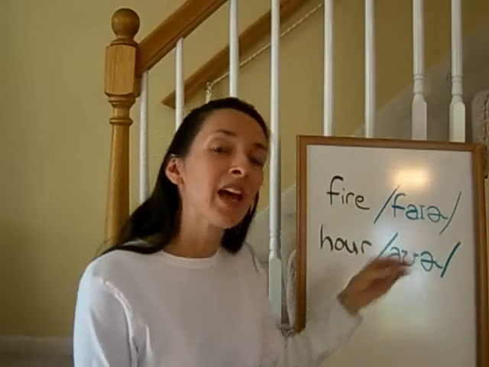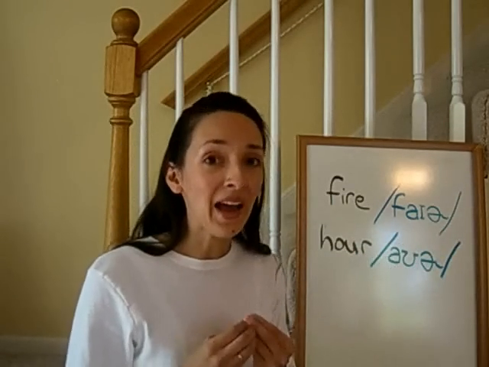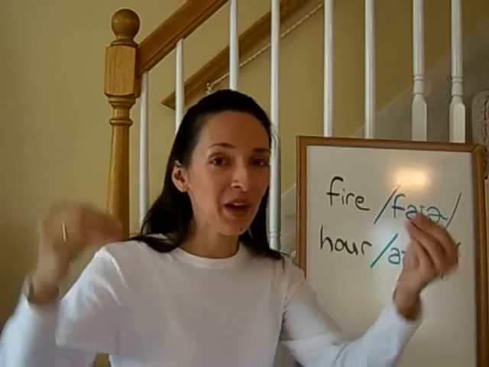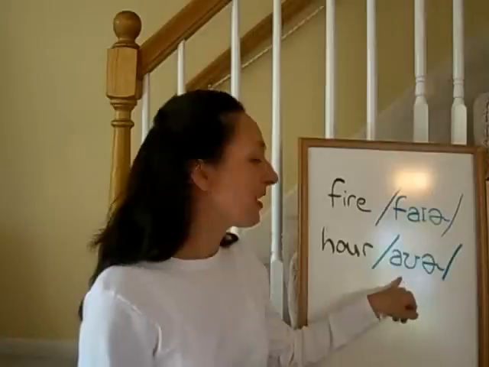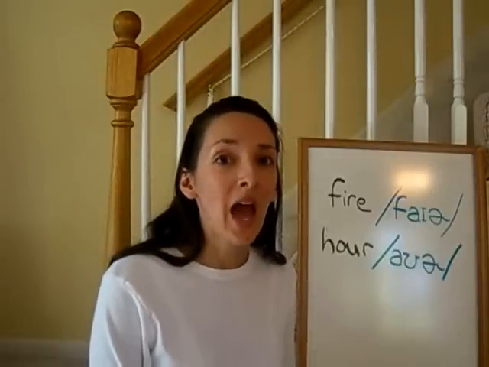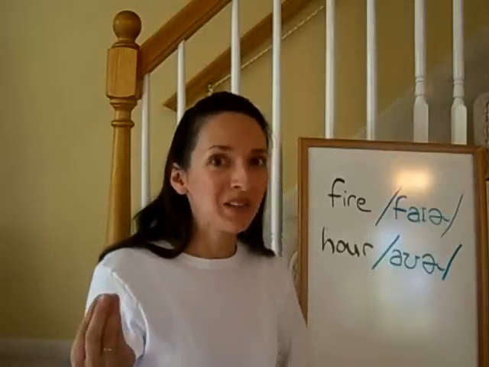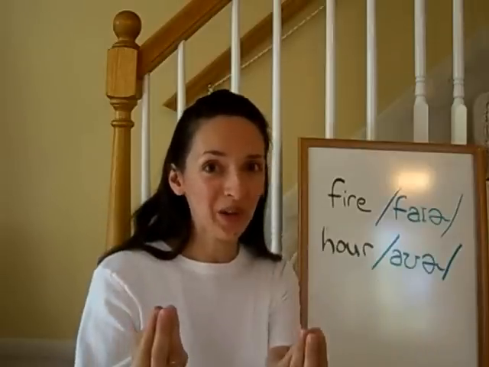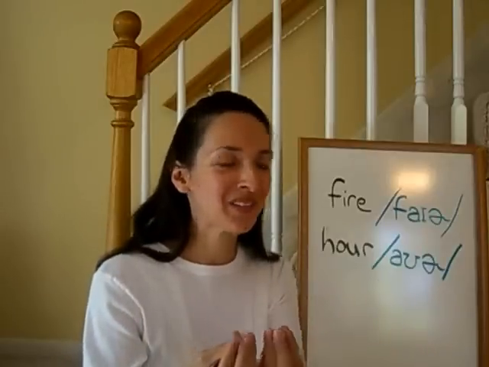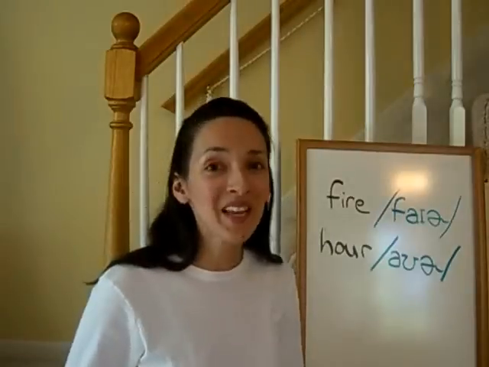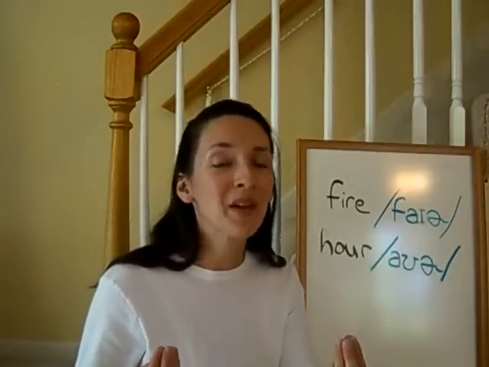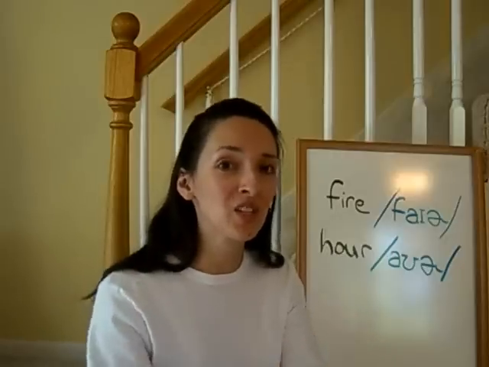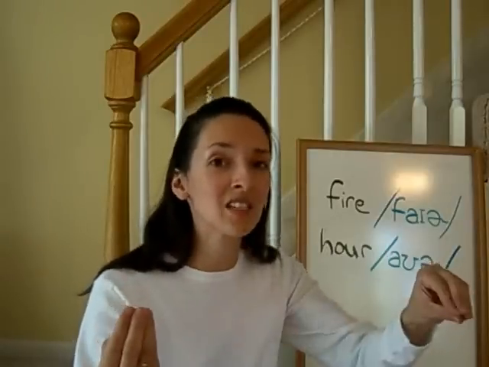Here, the first sound is I. I combines with er, ire, ire. Here, the first vowel sound is ow. Ow combines with er, hour, hour. Now, as I said, the vowel sounds remain separate, but we still need to have a smooth gliding, a smooth connection from the first vowel sound into the second.